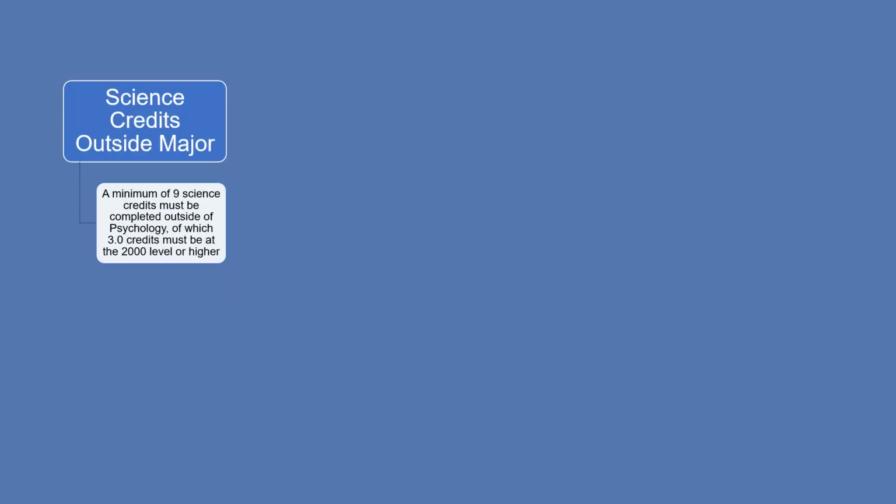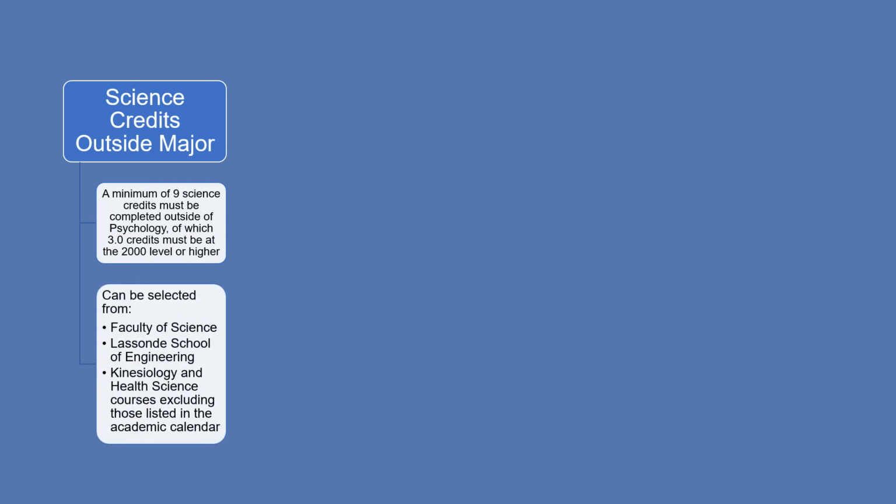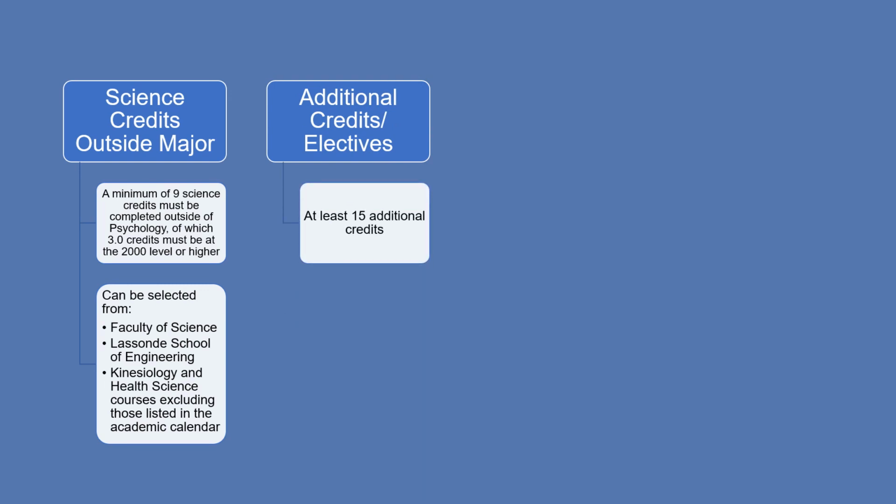Additional components of your degree include science credits outside the major, where you must complete a minimum of 9 science credits outside of psychology, of which 3 credits must be at the 2000 level or higher. To satisfy this requirement, you can choose any science course selected from the Faculty of Science, Lassonde School of Engineering, and all kinesiology courses excluding those listed in the academic calendar. You will also need to complete at least 15 additional credits or electives in order to reach an overall total of 90 credits for your degree.